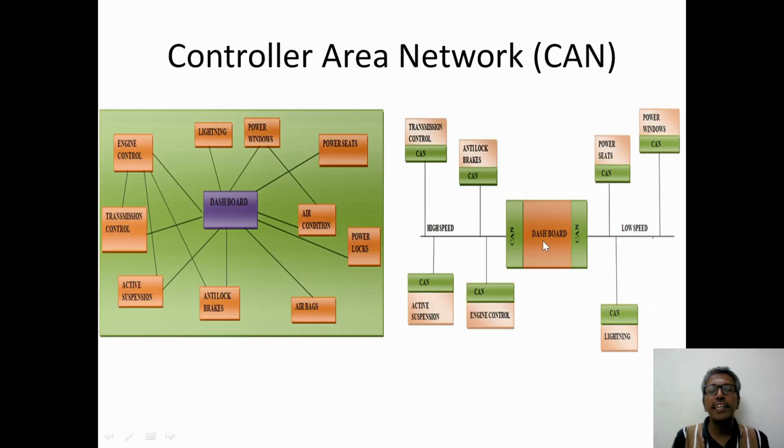It is basically classified into two speeds: low speed CAN bus and high speed CAN bus. In low speed CAN bus, the less critical devices like power seats, power windows, and lighting will be connected. The high speed CAN bus will be connected to the important ones, like transmission control, the anti-lock brake system, that is ABS, suspension, and mainly engine control. These controllers are connected to the dashboard through high speed CAN bus.